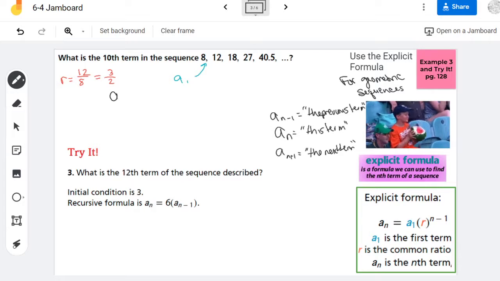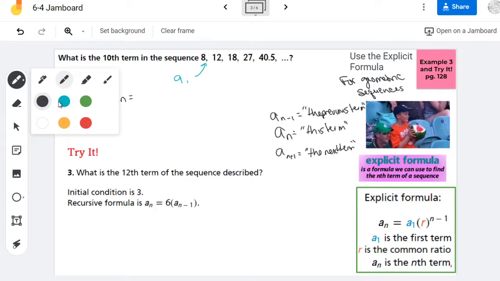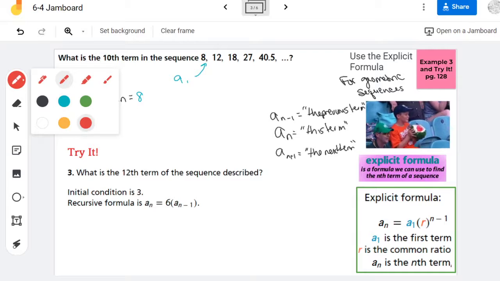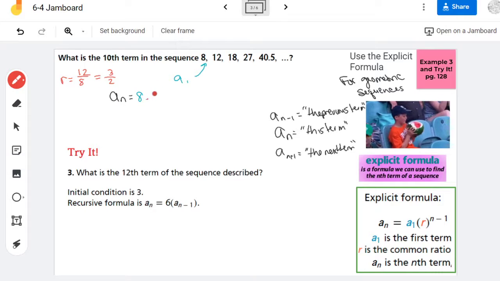So a sub n, to find this term, I need to take the first term, which is a sub 1, and multiply it times my common ratio raised to the n minus 1 power. Okay, and that n minus 1 just chills in there. So explicit formulas don't need you to state what your first term is because that first term is built in there, which is kind of nice. It's nice not having to have two formulas.